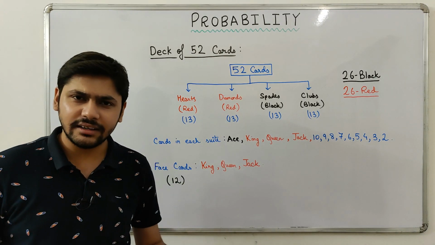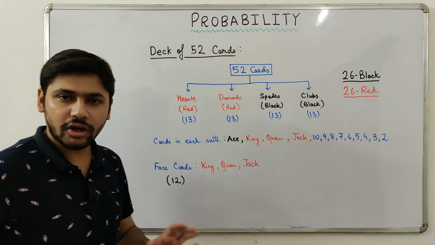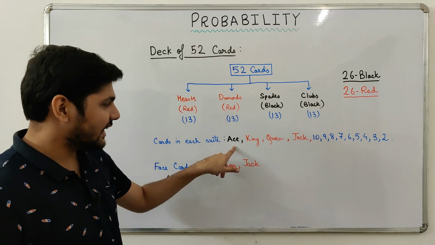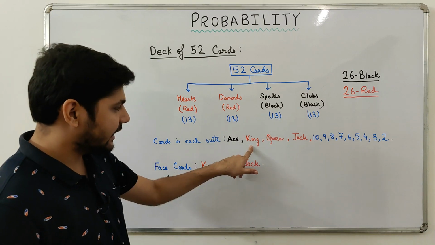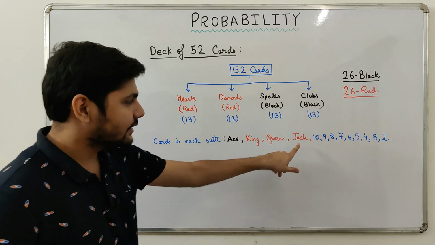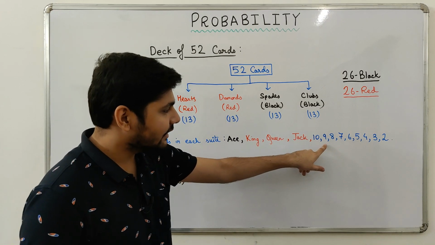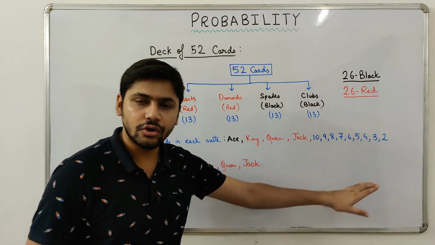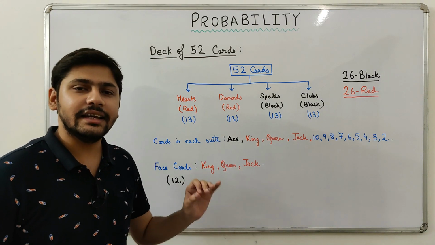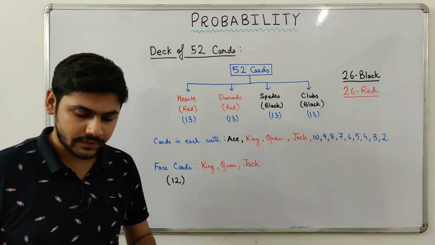Now, cards in each suit. There are 13 cards in each suit. Like I told you, what are they? They are ace, which is also called ikka. Then we have king, queen, jack, 10, 9, 8, 7, 6, 5, 4, 3, 2. So 13 cards in each suit.